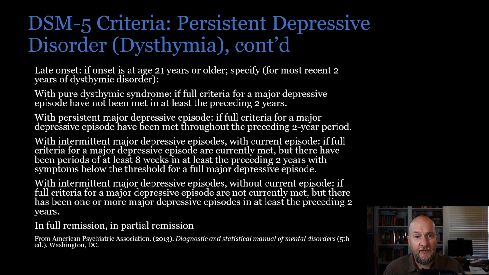Again, these are all specifiers associated with PDD here. PDD is the new abbreviation we're using for persistent depressive disorder. Late onset if it occurs at 21 or older. So this is what I just mentioned earlier anyway, I'm just going over it again. Pure dysthymic syndrome, with persistent, with intermittent major depressive episodes. So really you're going to try and capture as best you can the specifics of the presentation of that person. I won't get too into the weeds on all these details though.